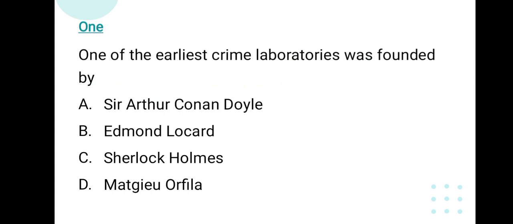and he's the one who founded one of the earliest crime laboratories. We have a short video describing who Edmund Lockhart was. I'll put the link in the comment section just in case you want to have more details about him.